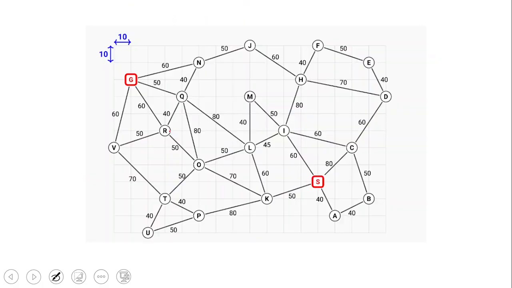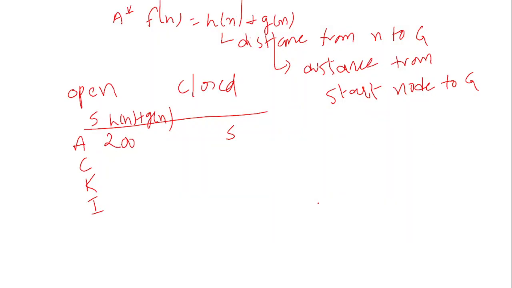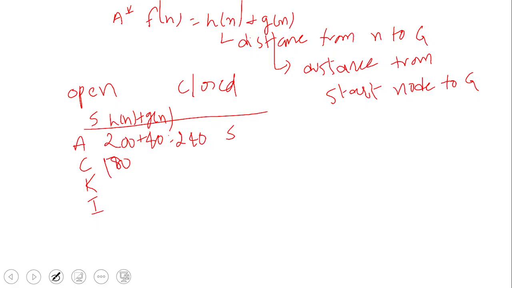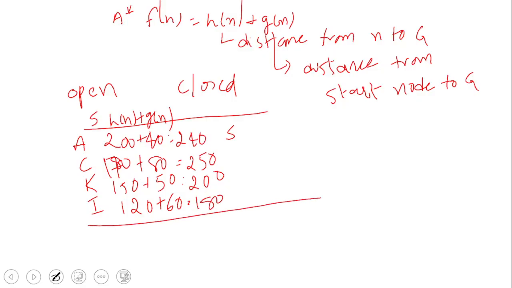So g of n is the distance from start node. For A, the distance from start node is 40, so plus 40, that is equal to 240. For C, it is 80. First I will write this 170 plus 80, that is equal to 250. And for K, 150 plus 50, that is equal to 200. For I, 120 plus 60, that is equal to 180. So which is the minimum? I is the minimum.